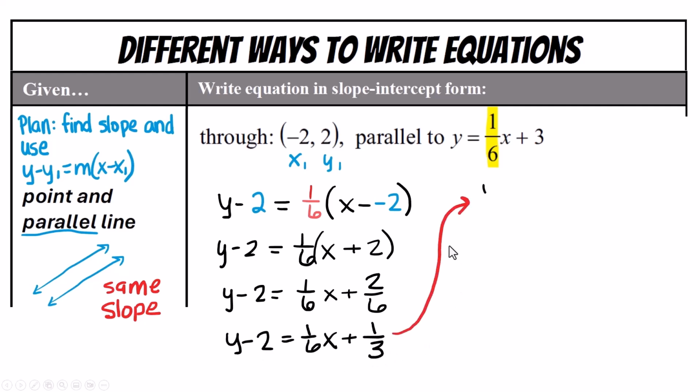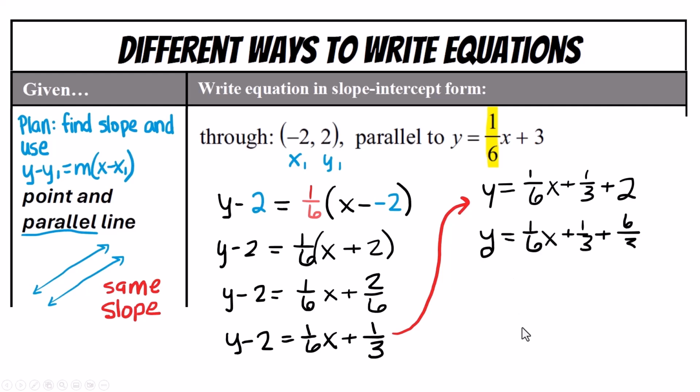Need some room. I need to add 2 to both sides. So it'll cancel on this side, so you just end up with y. 1/6 x plus 1/3 was what I had, and adding 2 to that. Got to have common denominators, so 2 changes to 6/3, because 6 divided by 3 is 2. And when you add 1 and 6, you get a 7. So that is our answer.